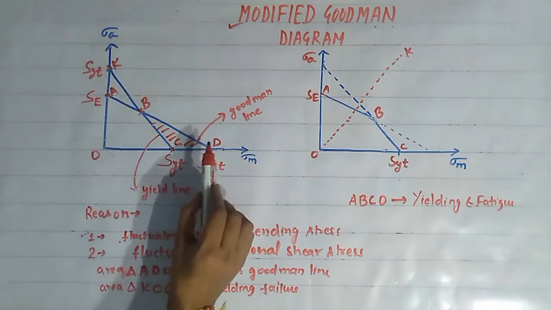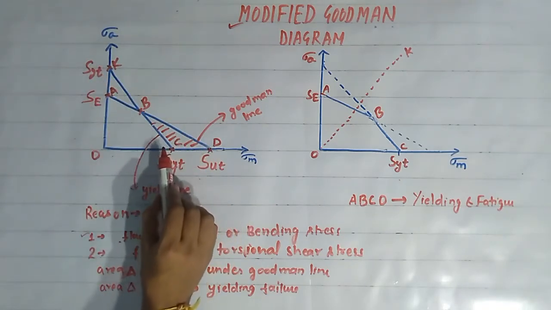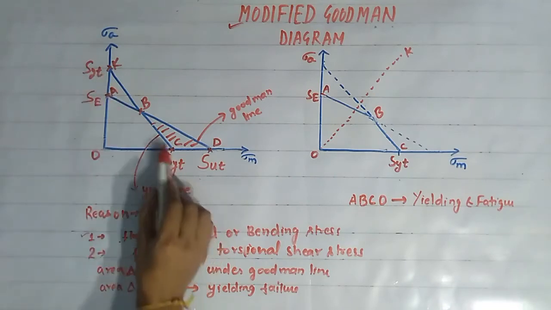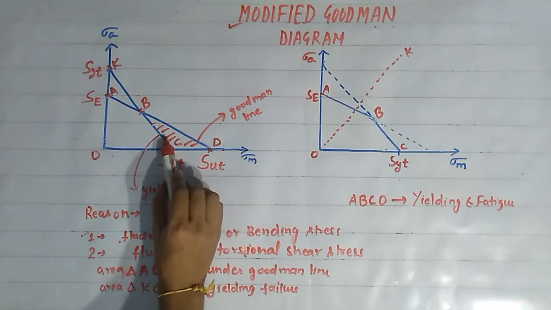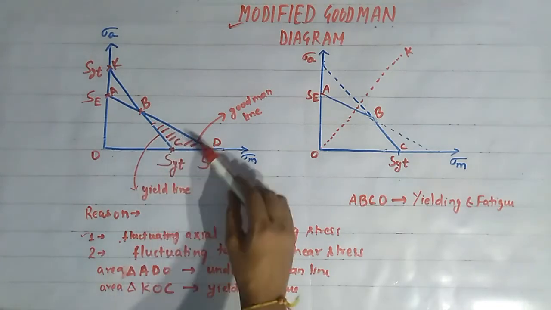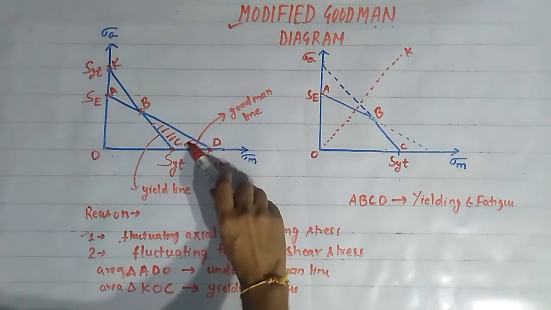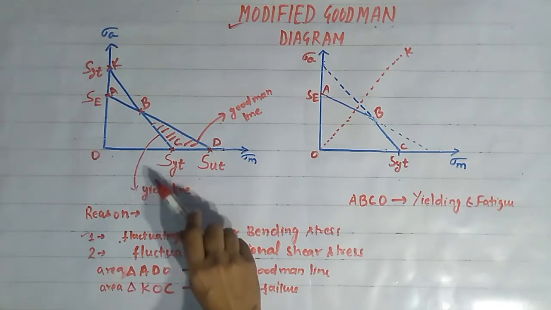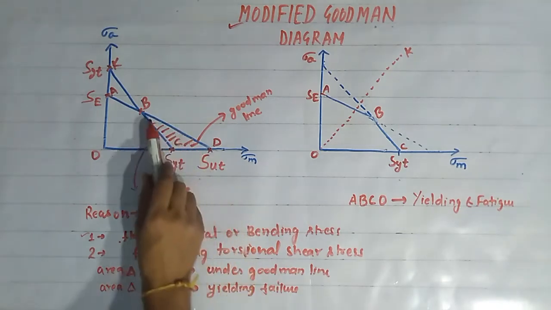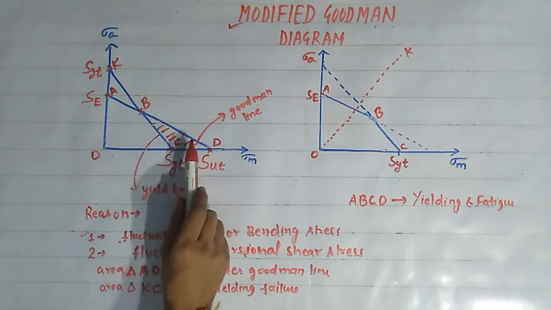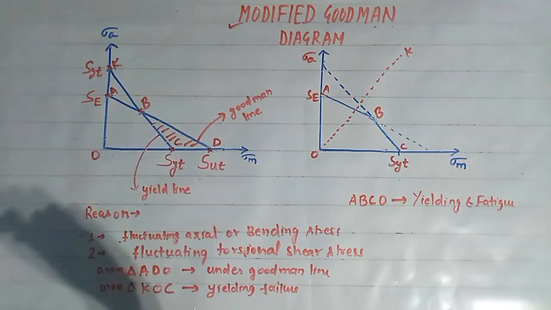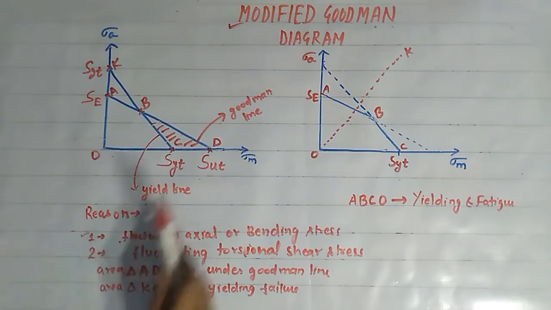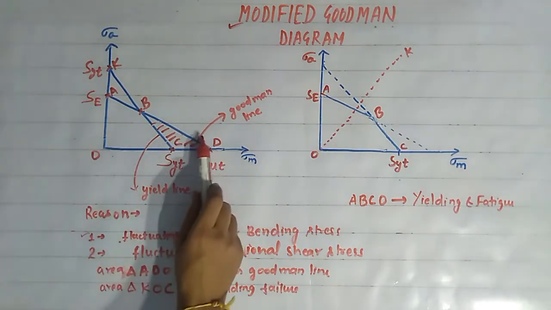It is lying under the Goodman line, but it is lying outside the yield line KC. This area is interior to the Goodman line but exterior to the yield line. That's why it will be safe in fatigue failure but will fail under yielding. So this area is vulnerable to yielding, although it may be safe for fatigue failure. So this area is the vulnerable area of the Goodman portion.